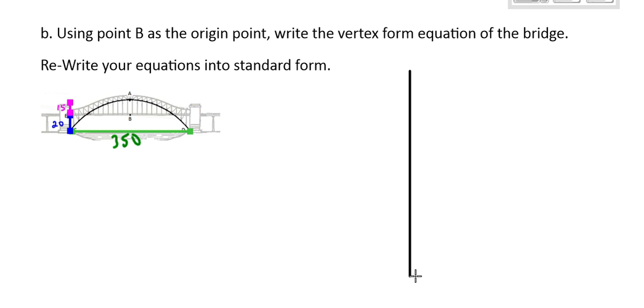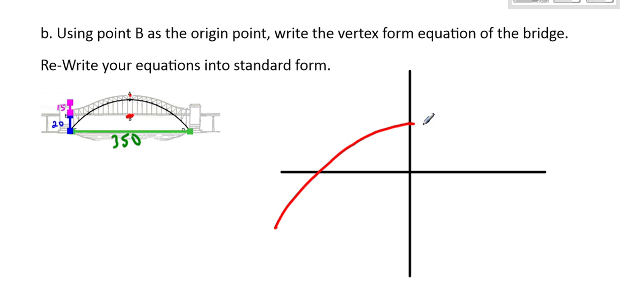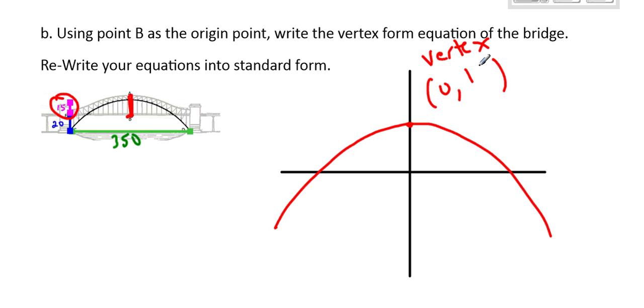And again, this time, what's going to happen is that if this is my origin, then my vertex is going to be up here a little bit. So my parabola is going to look more like this. Ooh, pretty nice. Thank you. So now where is my vertex? Well, x is 0 because it's just straight up. But how far up is it? Well, it's 15 meters up. So my vertex is at 0, 15.